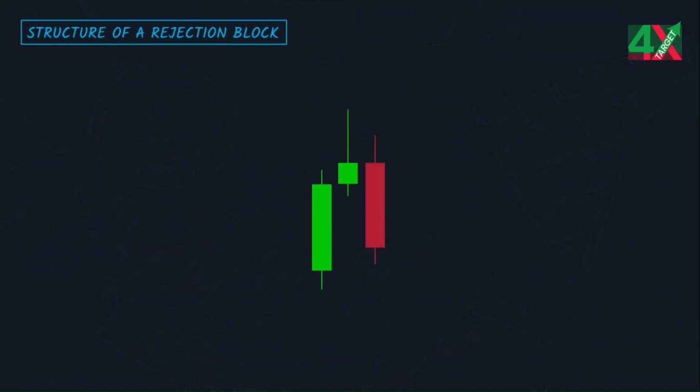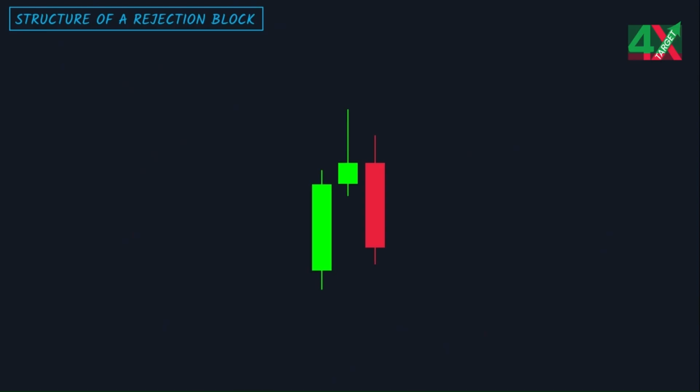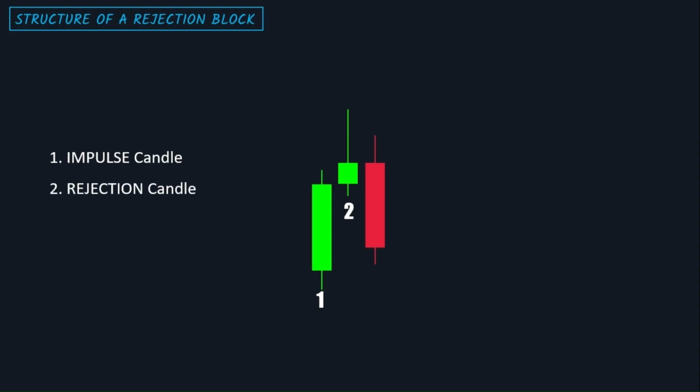To accurately identify and mark a rejection block, we focus on a three-candle sequence that forms near an important area of interest. The first candle is an impulse candle, which drives price aggressively toward the key level. This candle often sweeps liquidity or manipulates price, drawing in breakout traders and stop-loss orders. The second candle is the rejection candle. This is the most important candle in the sequence and is characterized by a sharp rejection and a long wick.